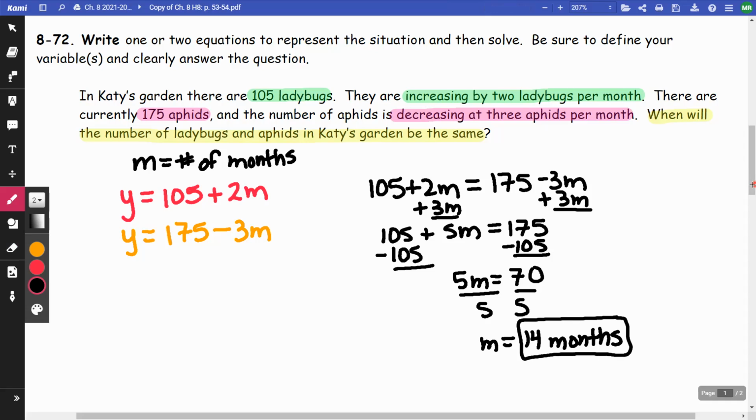Now, if they wanted us to say how many that would be, I could take that and put it into either equation to figure out how many that would be. So if I put it into my ladybugs, for example, I get 105 plus 28, and that's going to give me 133 ladybugs and also aphids, so they would have the same amount.